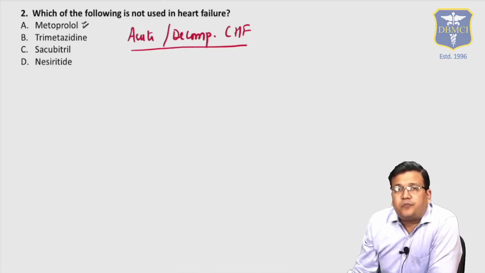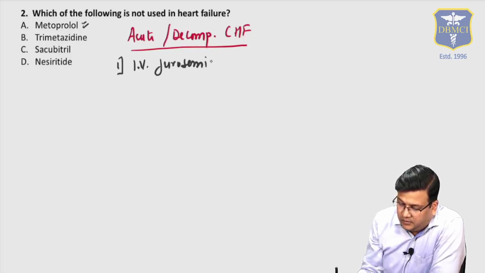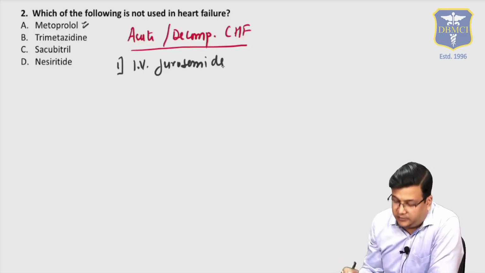In this, there is left ventricular failure which can result in pulmonary edema. So decompensated heart failure or left ventricular failure results in pulmonary edema. So first thing that you should give is IV furosemide. So we give IV furosemide to shift the fluid from lung to systemic circulation.